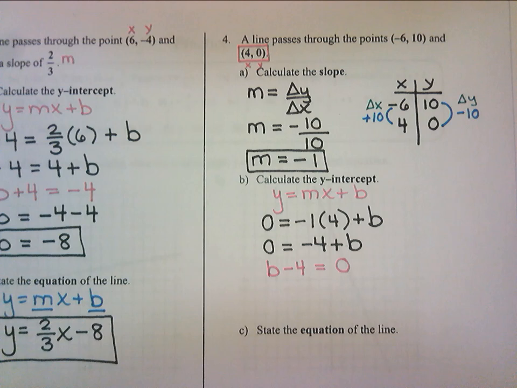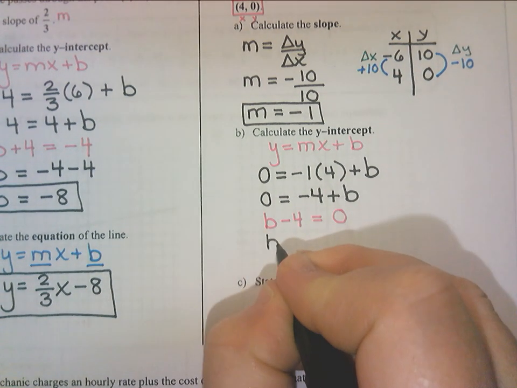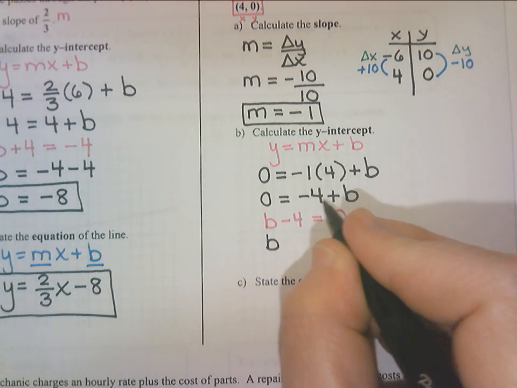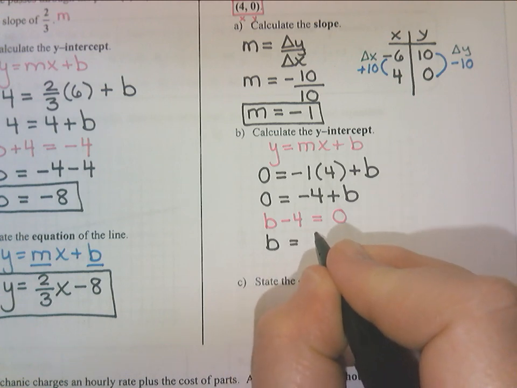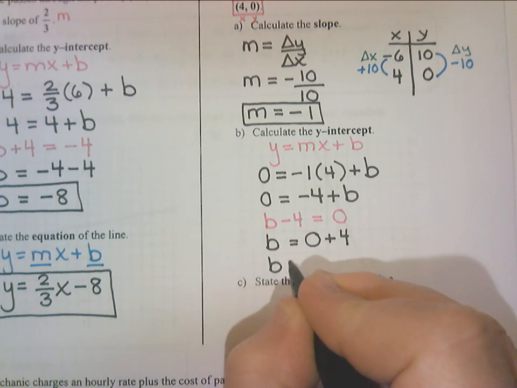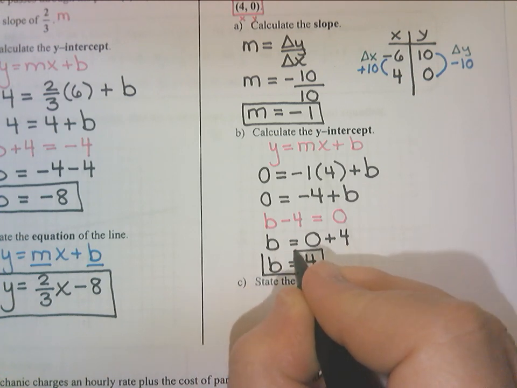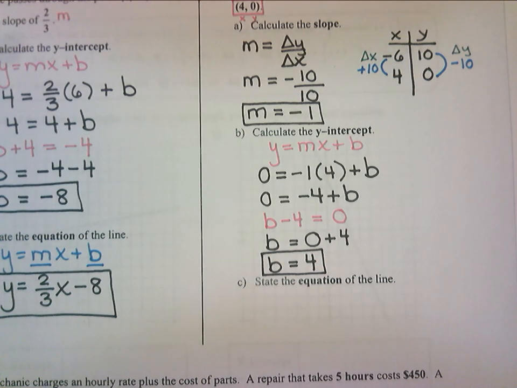All right, from here, I just need to solve for b. I'm going to add 4 to the other side. So the 0 stays where it is, and then I add 4 onto that number. So 0 plus 4 is 4. So my y-intercept is 4.